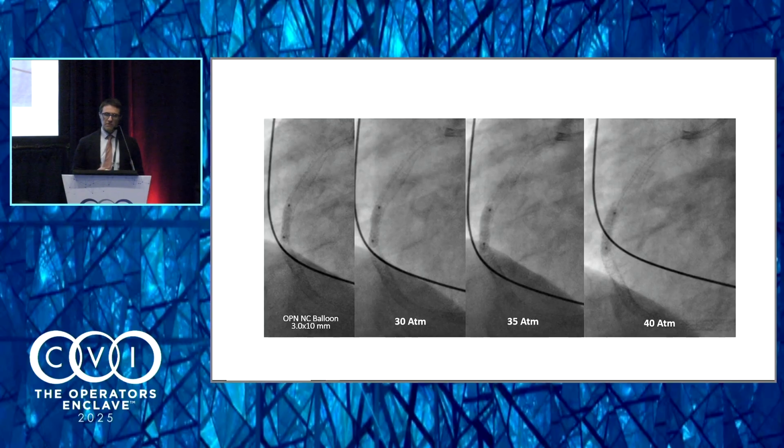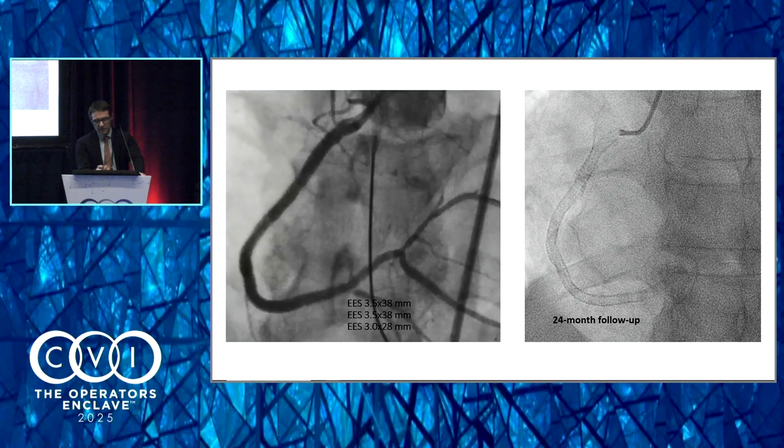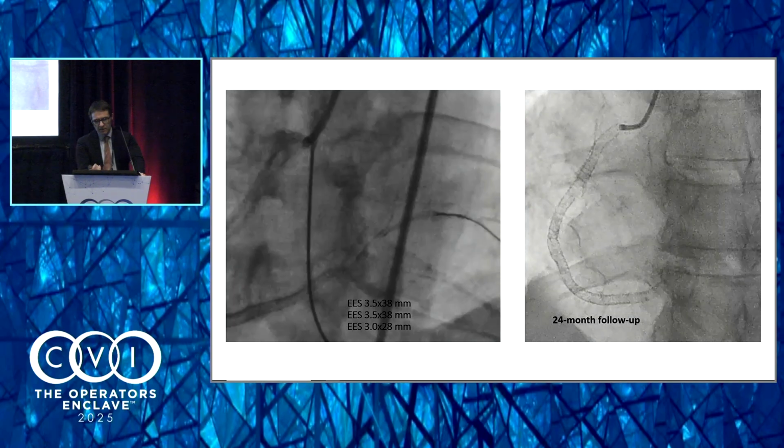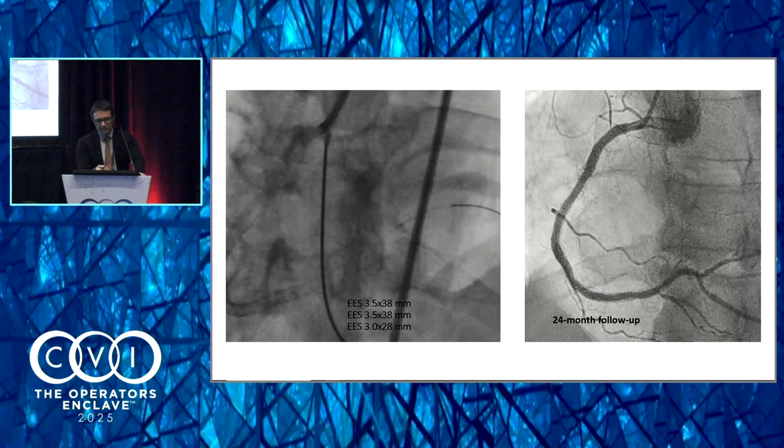And the next step is 35 atmospheres. Keep the pressure there. Deflate, check. So you check every time, every 5 atmospheres more, you continuously check the situation until 40, 45 atmospheres. This is the safest way in which we learned to use the OPN NC. But I'm open to other techniques which we can discuss later. This is the final result, and this is the reason why I show the case: 2 years later, still in good shape.